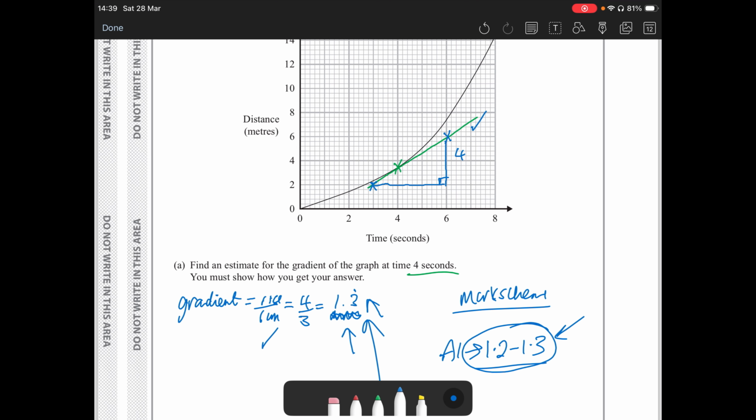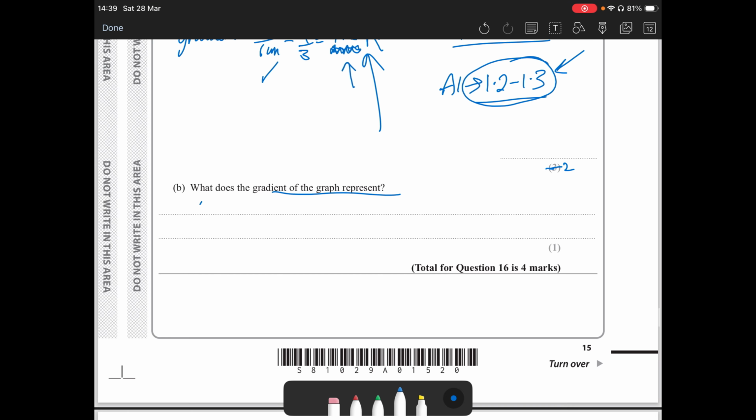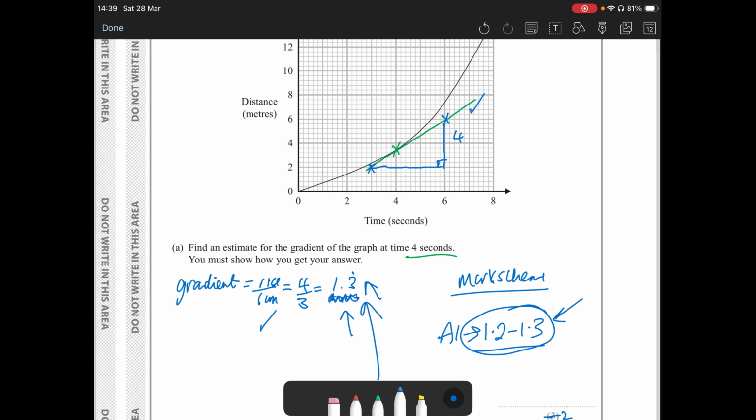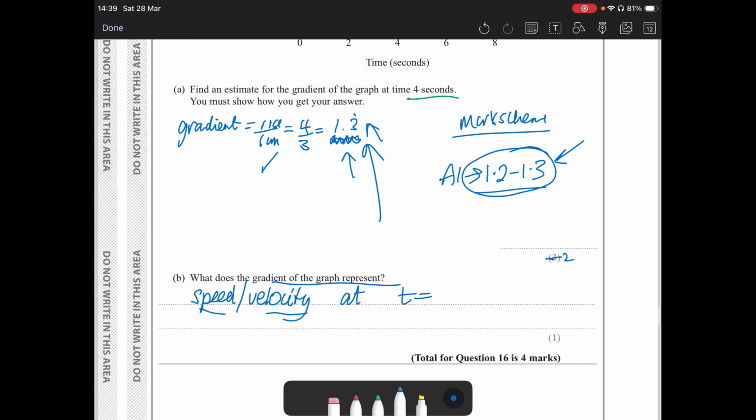Yeah, it's this change in distance over the changing time. So it's speed, isn't it? Or velocity. You can use either word here in this context. At t equals 4 seconds.